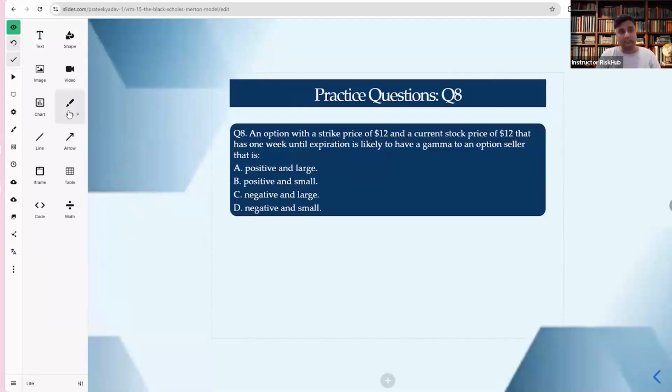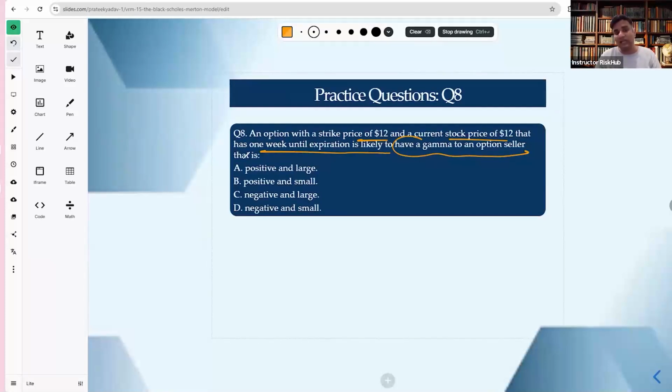This is the next question. An option with a strike price of 12, current stock price 12, that has 1 week until expiry, is likely to have a gamma of an option seller. This is the properties question. If you don't know the property, you cannot solve it.